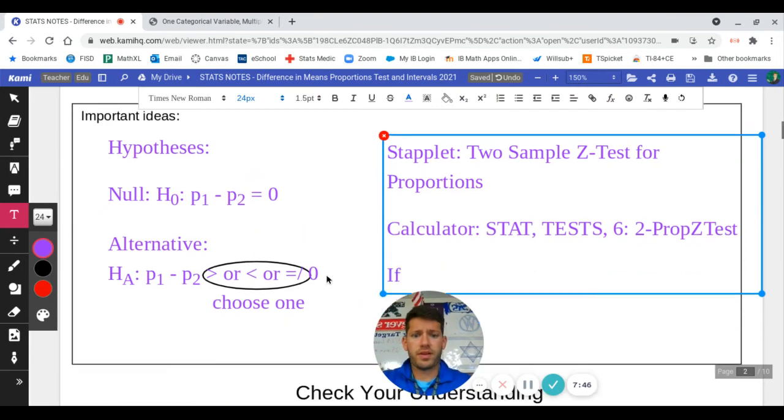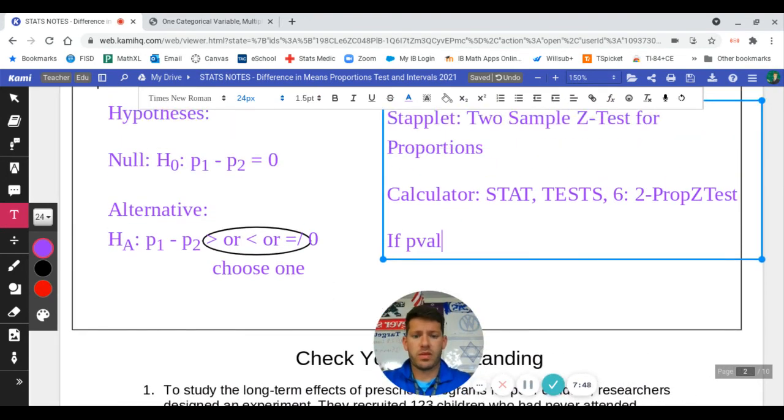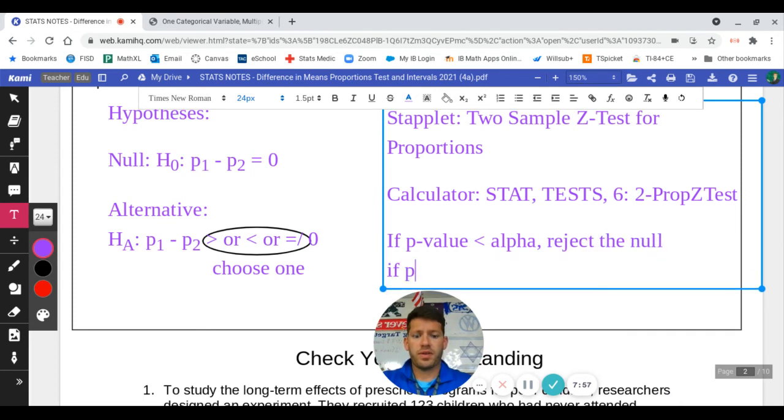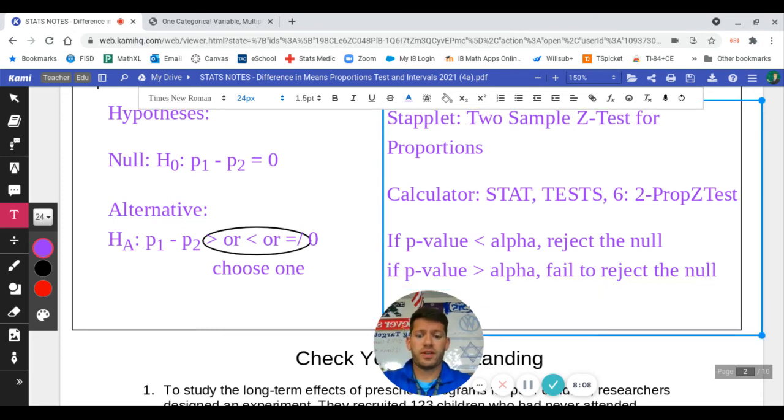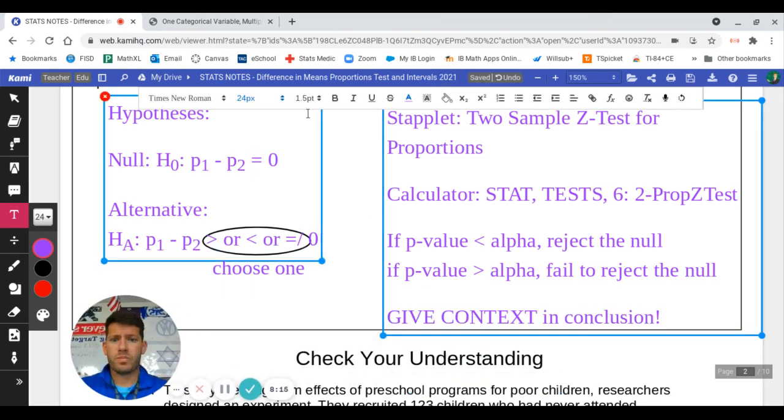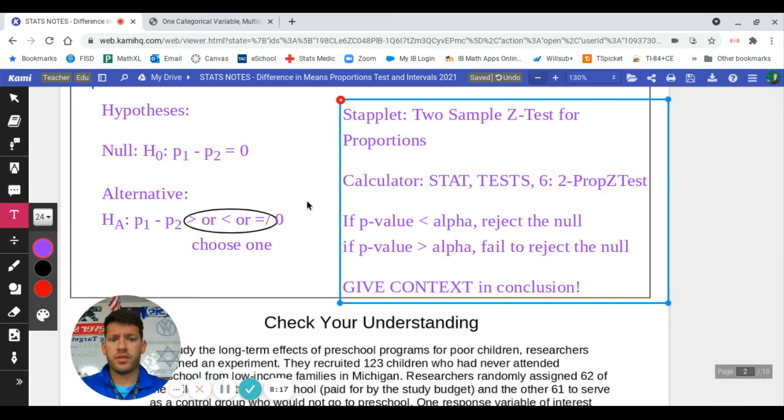If our p-value is less than alpha, we reject the null. If our p-value is greater than alpha, we fail to reject the null. And then we want to give context in our conclusion. Zoom out and get you all of that.